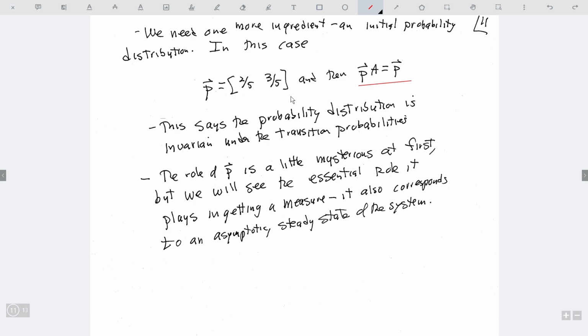Now it turns out that this property of P, this invariance, is exactly what you need to build a good measure out of this. And we'll also see, at least with some hypothesis, that if you run the system for a long enough time, it converges to this vector in probabilities.